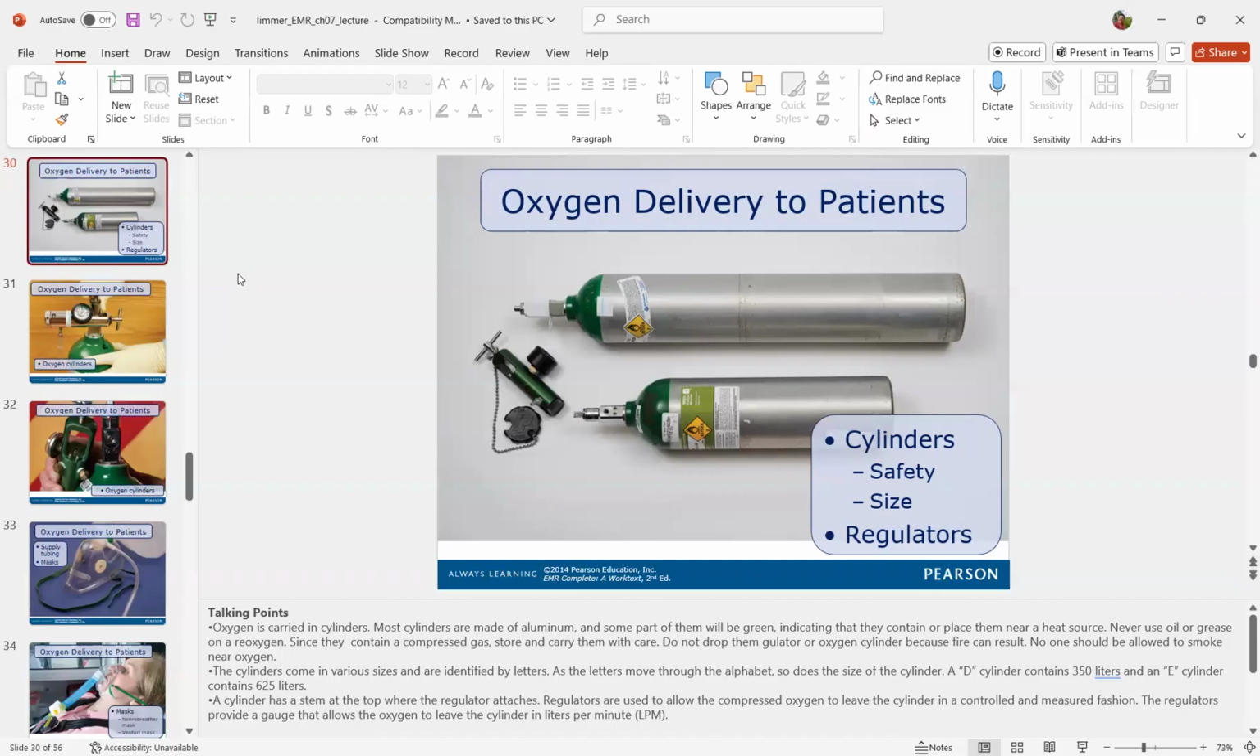A cylinder has a stem at the top of it, which is this area right here, where the regulator attaches. It's used to allow the compressed gas to leave the cylinder in a controlled manner. So we use this regulator to control the oxygen coming out of this tank in a controlled and measured fashion. These regulators provide a gauge that allows oxygen to leave the cylinders in what's called liters per minute, or LPM. This is where we can set different levels, like our nasal cannulas are set at something, our non-rebreathers are set at 10 to 15, our bag valve masks are set at 15. It's all liters per minute.